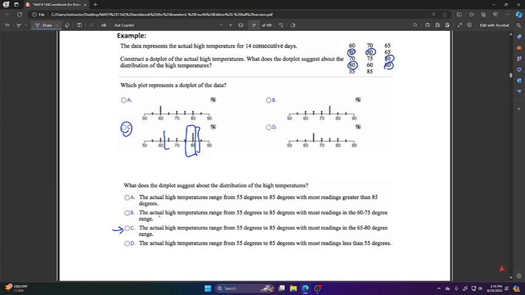Okay. Most readings are greater than 85. False. Most readings are in the 60 to 75 range. False, because again, we have the 80 is what we're looking for. Most readings are in the 65 to 80 degree range. Yeah, that's what we just said. So that's a good one. And then less than 55. False. So yeah, that's definitely the best one for sure.